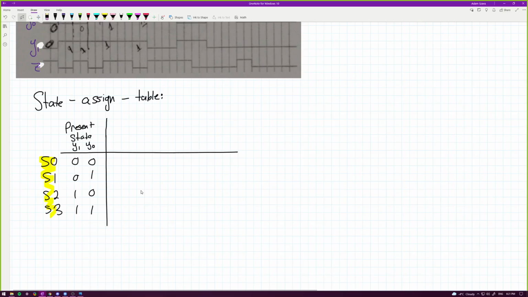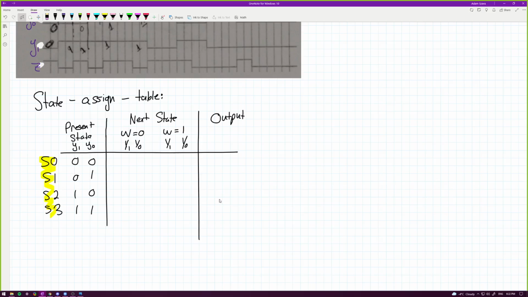Then we're going to have our next state section. The next state will always depend on the input, so we have one column for W0 and one column for W1. I'm going to call it Y1, Y0, Y1, Y0. There's our next state. We'll fill this in using information from the table. Can't fill it in just yet, but what I want to do next is my output.